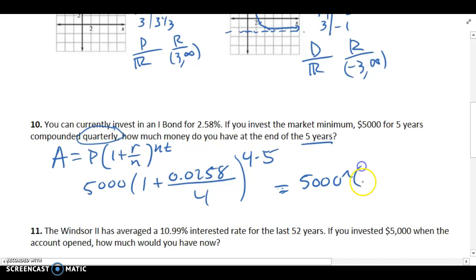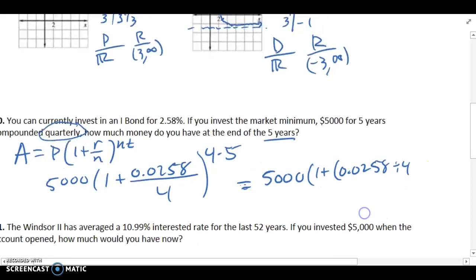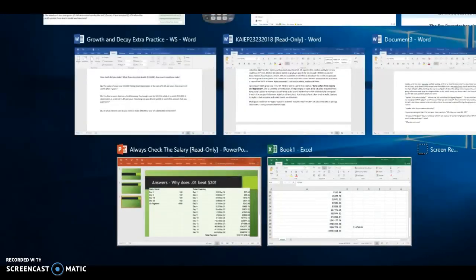5,000, power, no powers yet, sorry. 5,000 parenthesis 1 plus parenthesis 0.0258 divided by 4, 2 parentheses power 4 times 5 in parentheses. That's how it's going to look. So we're going to put that in the calculator here.